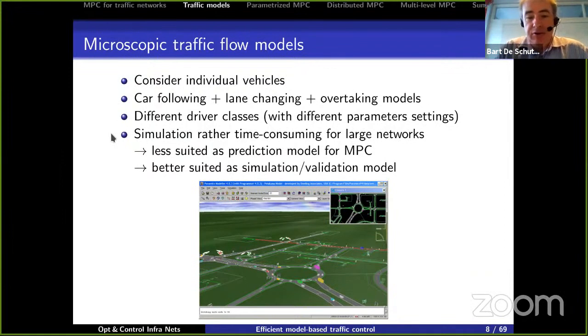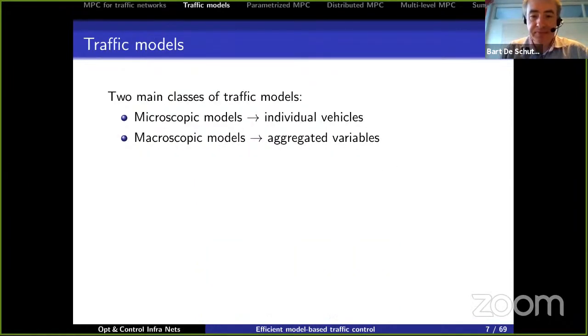If you look at these models, especially for large networks, since they describe individual vehicles and really track the behavior of each individual vehicle in detail, they will be very time-consuming for large-scale networks because we have to model and update the behavior of each individual vehicle. That also means that they are less suited as a prediction model for MPC. And then I will go back to the slide for MPC.